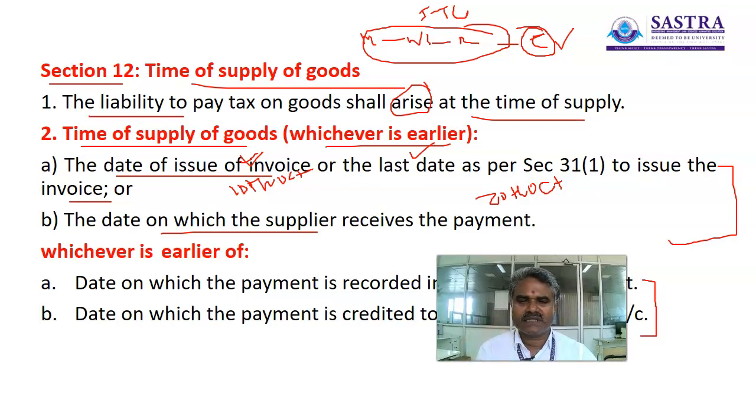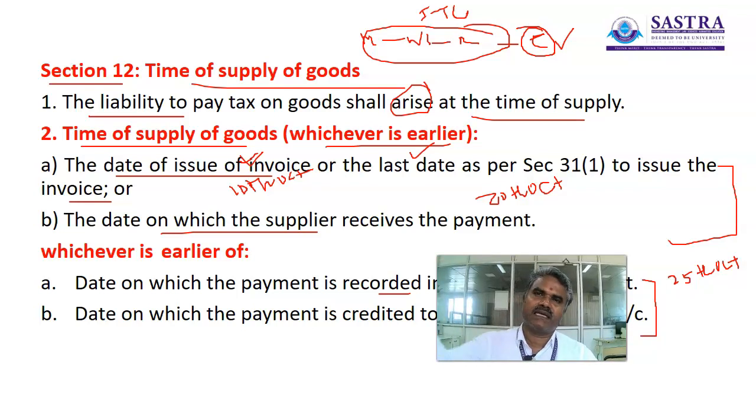One is the date on which the payment is recorded in your books of account, not the bank account. Which date do you record in your books that the money is received from Raman or some other customer? Assume that the date recorded in the books of account is 25th October. The other is the date on which the payment is credited to the supplier's bank.